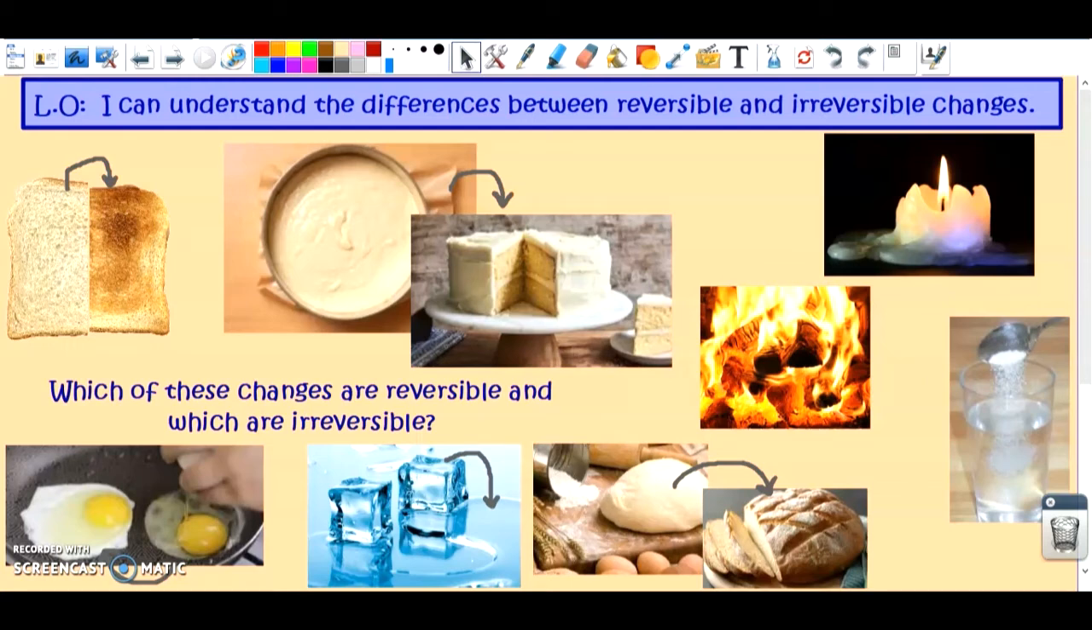A new half term leads us to a new science topic, all about reversible and irreversible changes. And our objective today is to be able to understand the differences between reversible and irreversible changes.